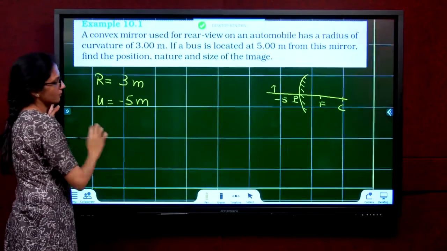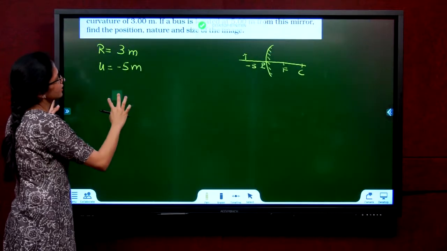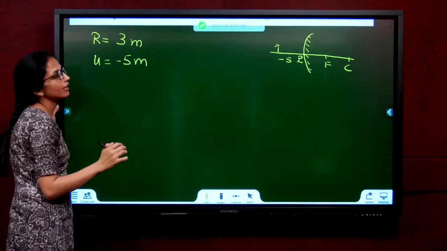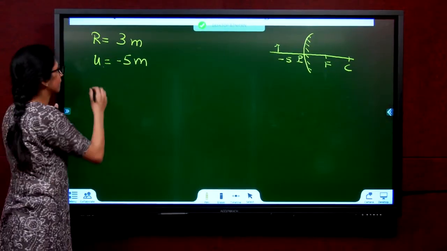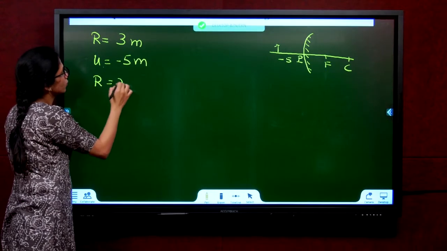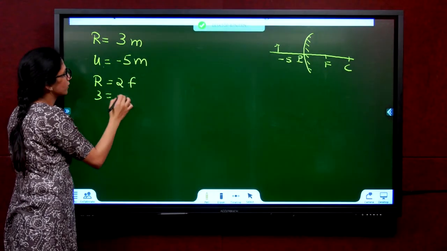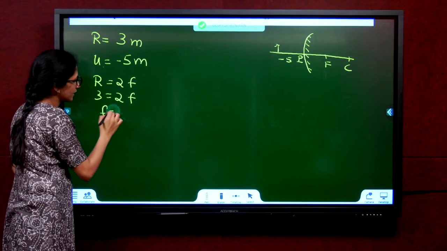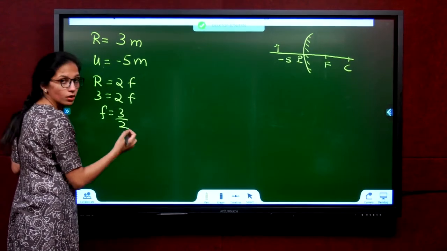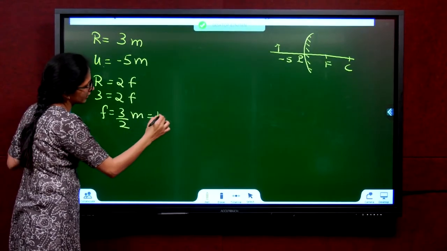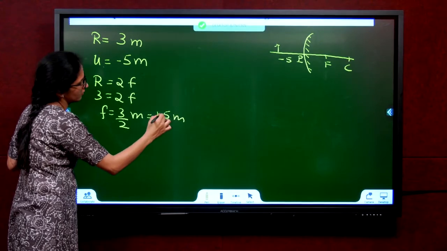What's the first step in the problems I gave you? The first step tells us that if R is given, find F. So R is equal to 2F, 3 is equal to 2F, F is equal to 3 by 2 meters. You can also write it as 1.5 meters.